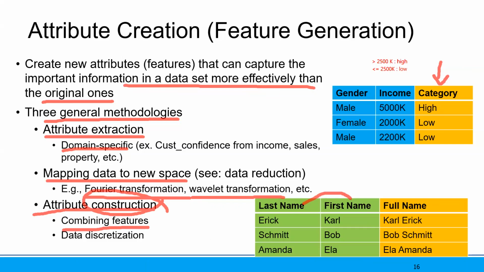Or data discretization. So this is an example of data discretization. If the income is higher than some value, then we can say high. If the income is lower than some value, we call it low income. This is the data discretization.